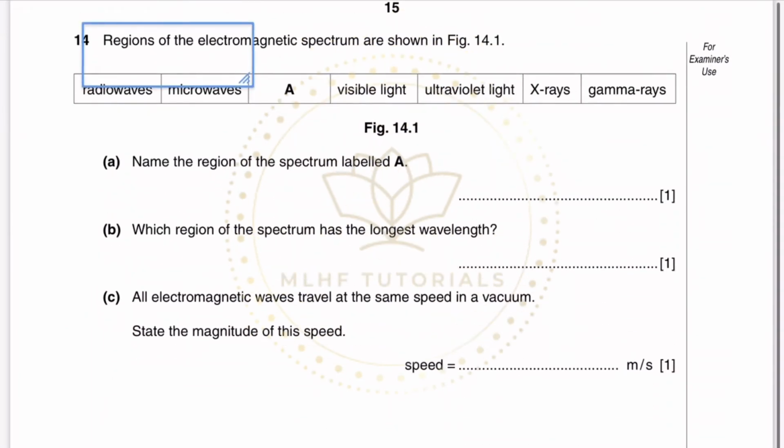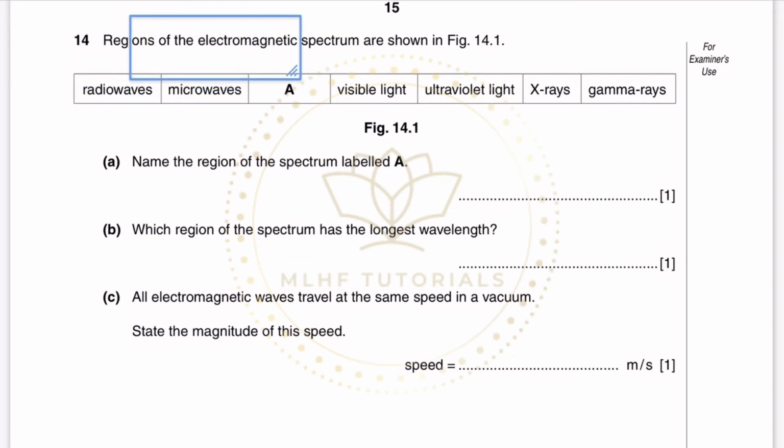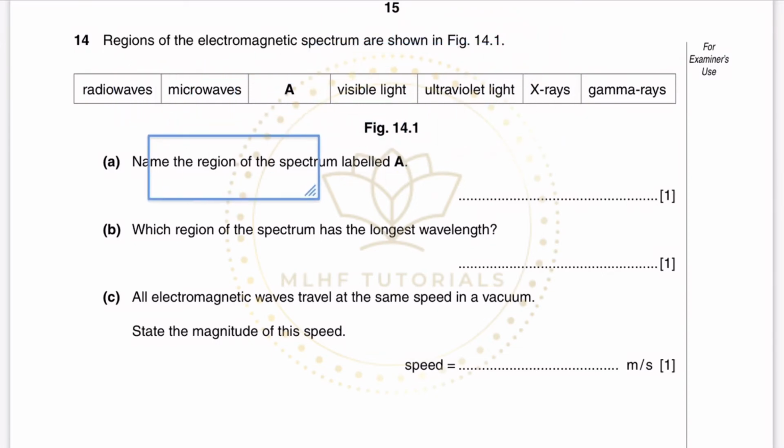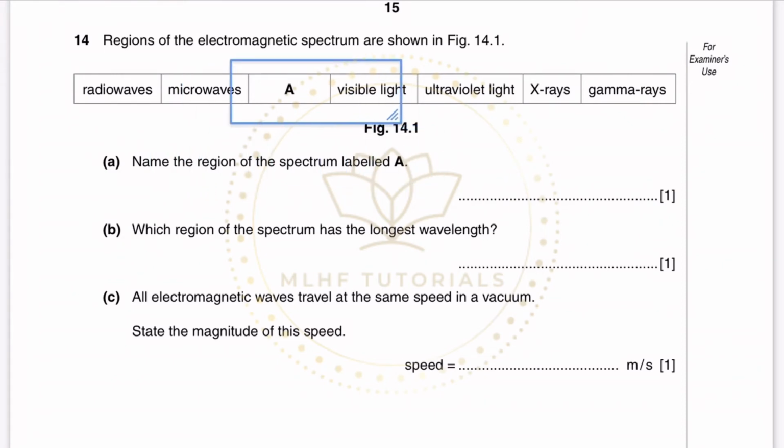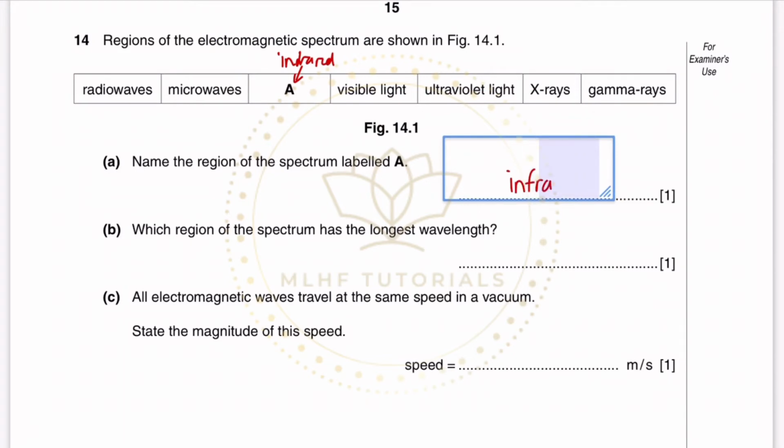Next, question 14. Regions of the electromagnetic spectrum are shown in figure 14.1. Okay, here's the figure with the spectrum. Name the region in the spectrum labeled A. Okay. By facts, this is infrared radiation. So A is infrared radiation, or just keep it as infrared light. You can do that also.